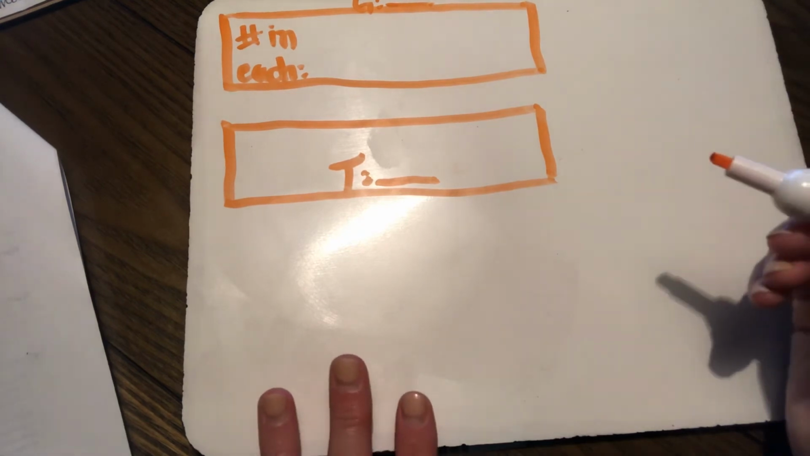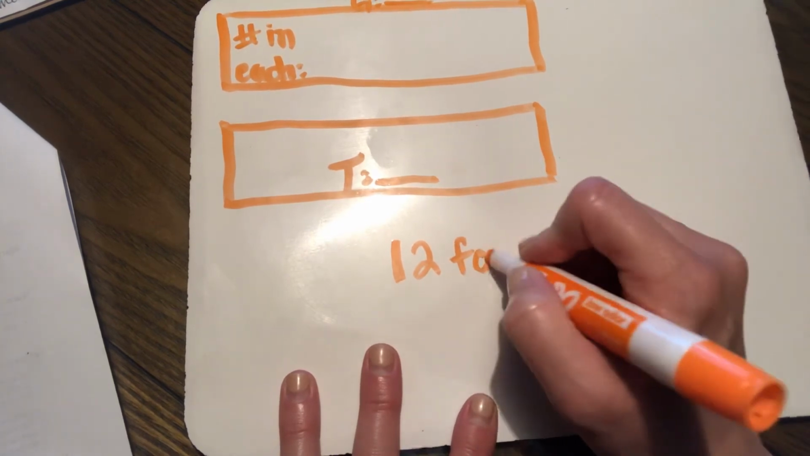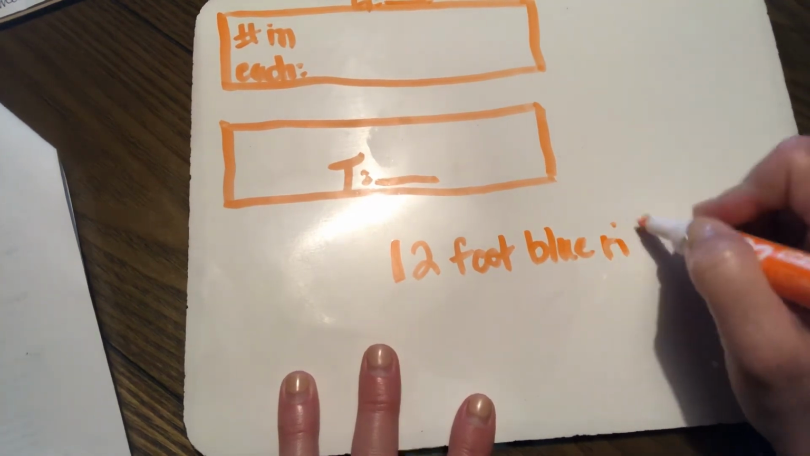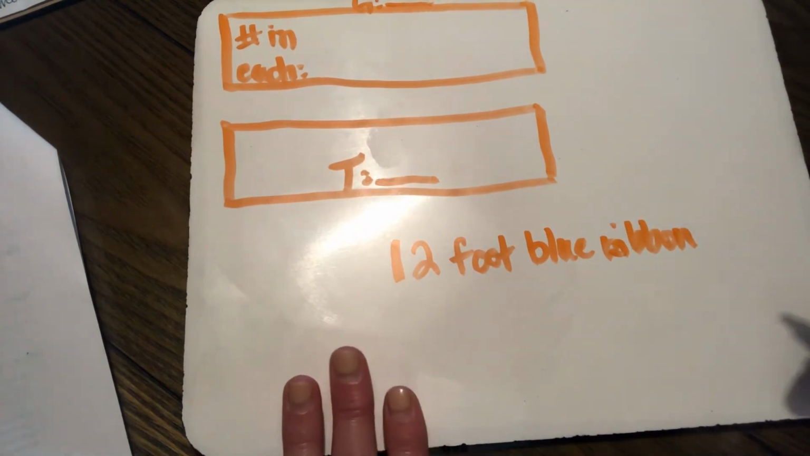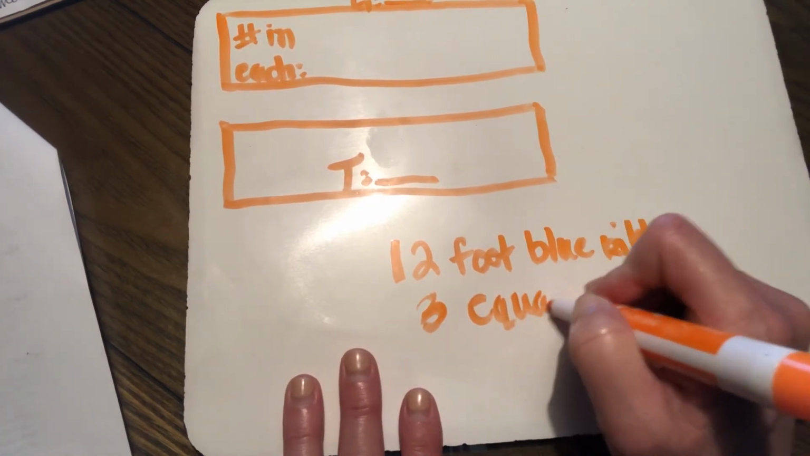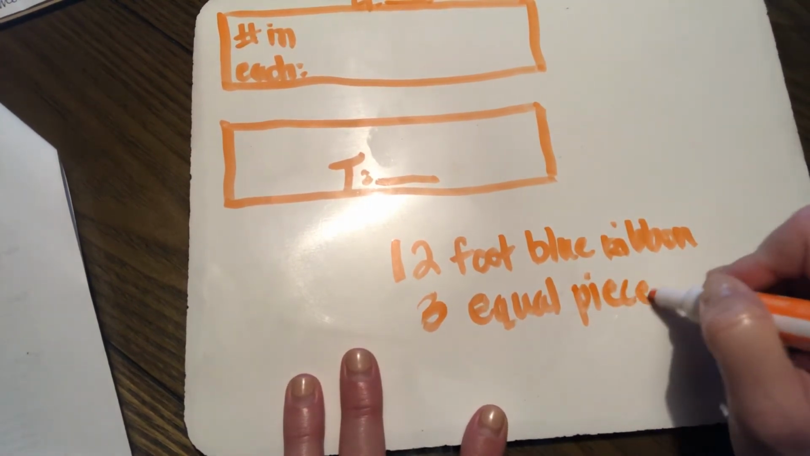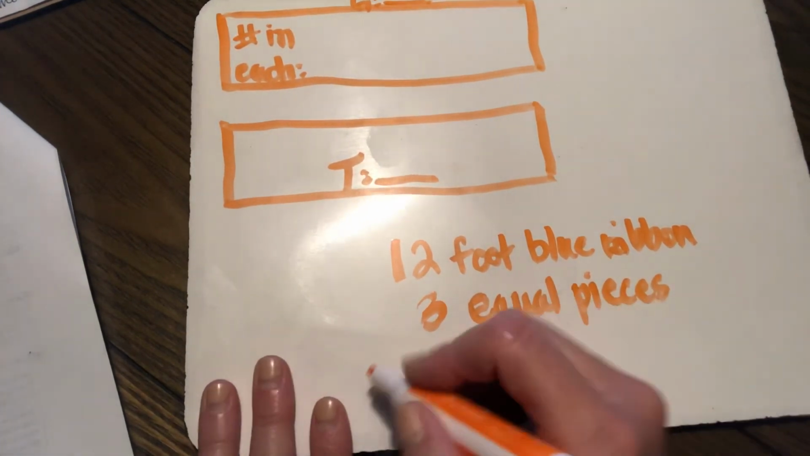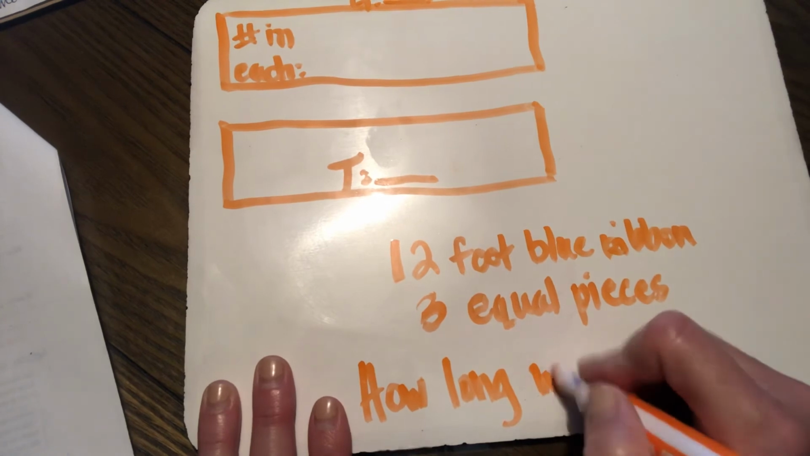The librarian gave the kids a 12-foot length of blue ribbon. That's interesting. And she asked them to cut it into 3 equal pieces. So I need you to imagine this long ribbon. 12 feet is quite a lot. And they're cutting it into 3 equal pieces. Cut, cut, cut, right? And we want to know how long was each piece.